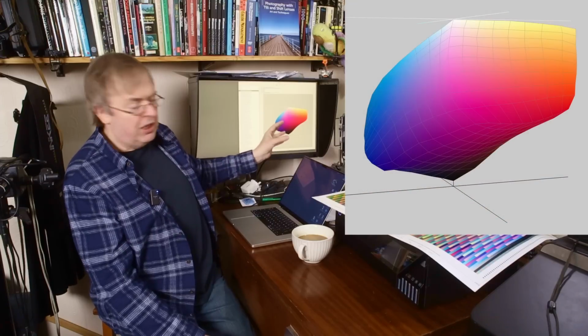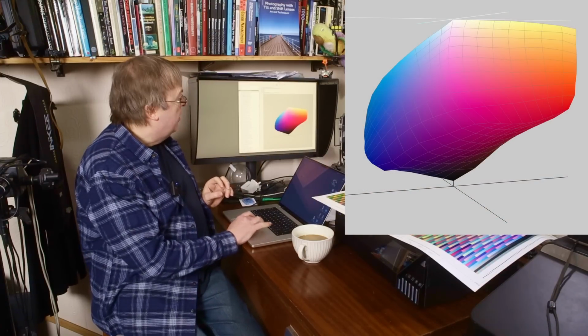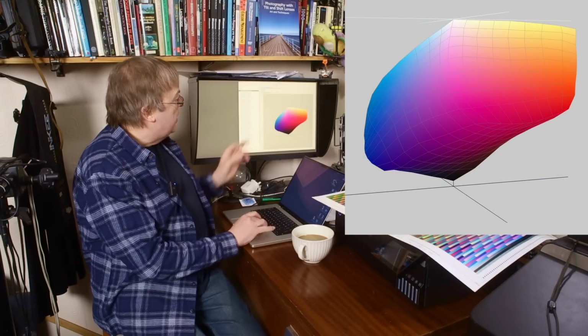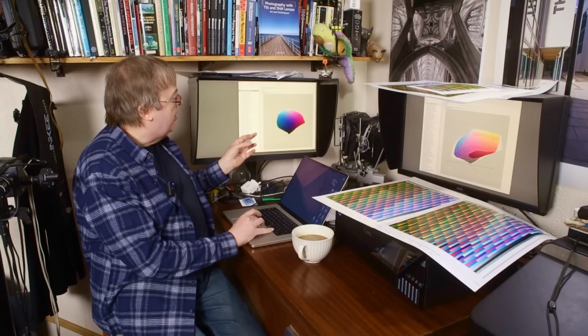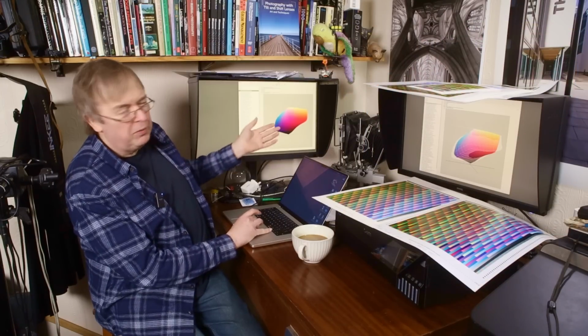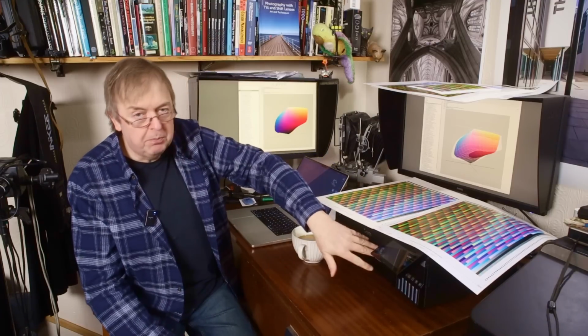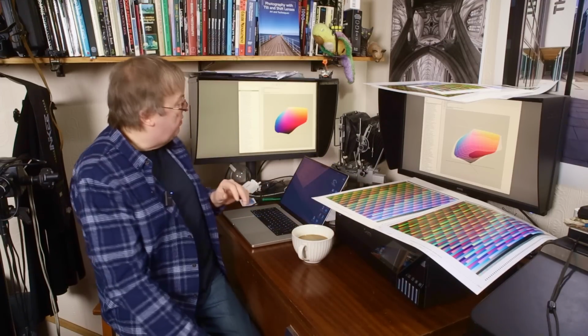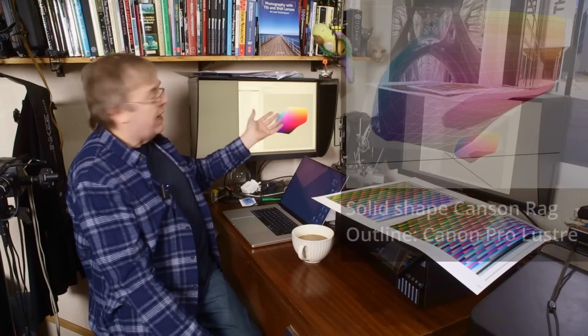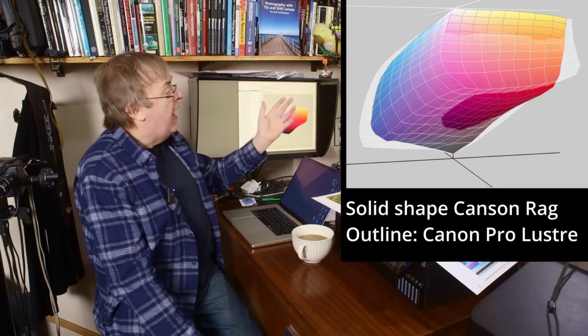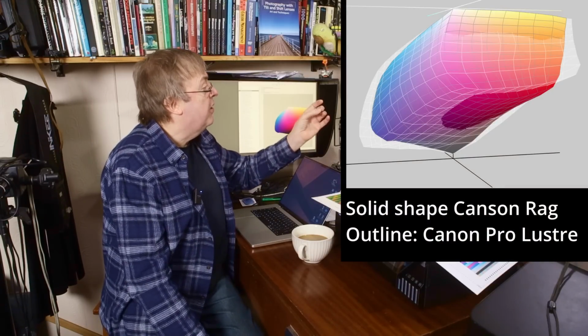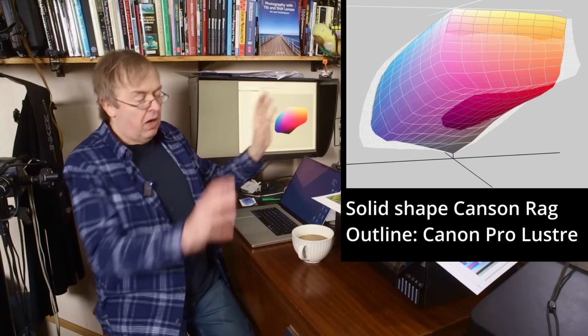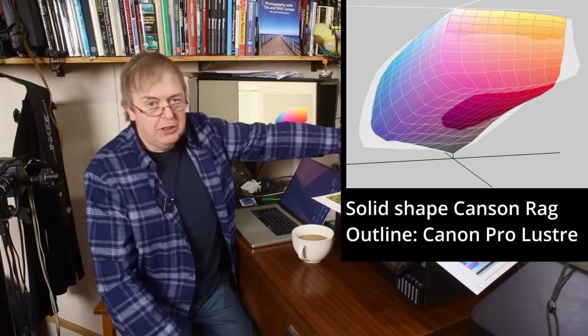This is the classic chart, the classic solid gamut model that you see, and I've opened up two here. You can move them around and do things like that. Now they are of two different papers here as well. This is from when I was recently doing some profiling here of the 8550. Now the two that I've got here, one of them is Canson Rag Photographique 310, and the other one is a Canon Pro Luster.